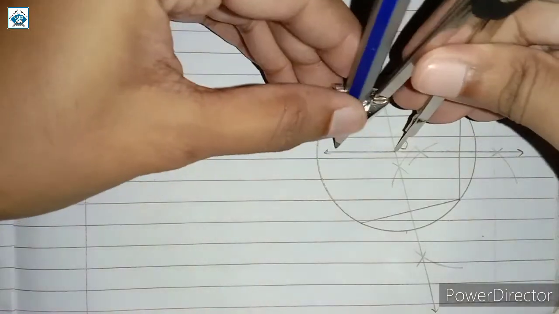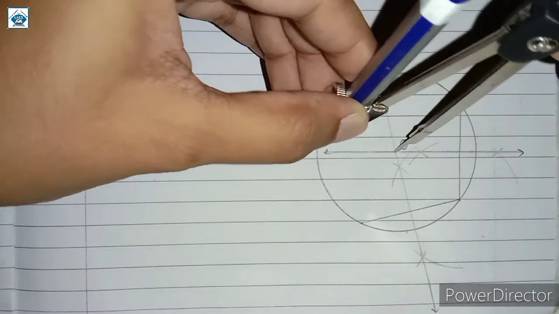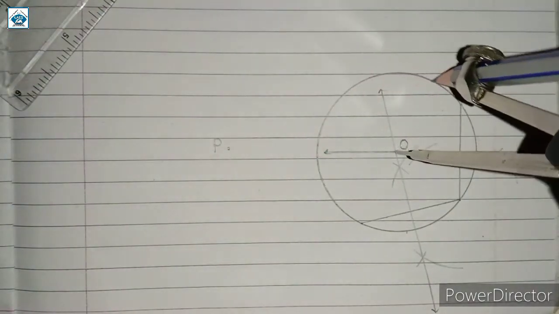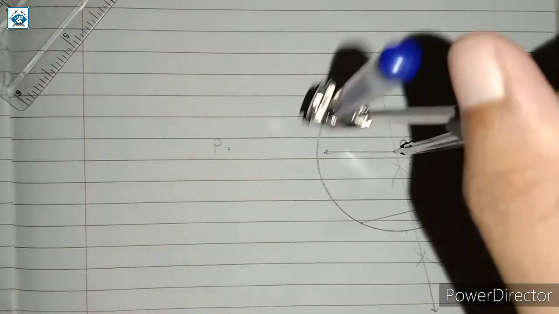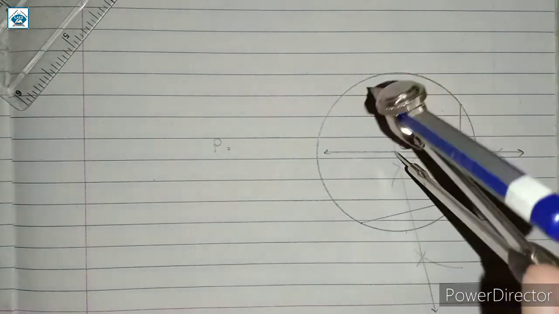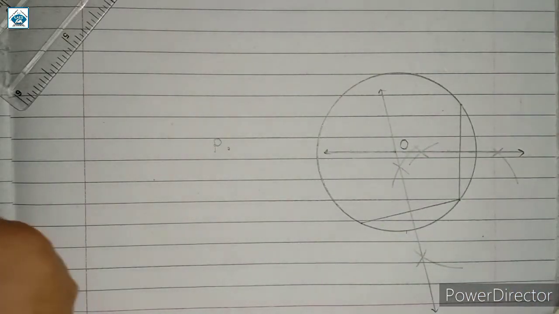This is the center and this is the radius of my circle. So if I trace this, as you can see here, I got the radius of my circle. That means point O is the center.